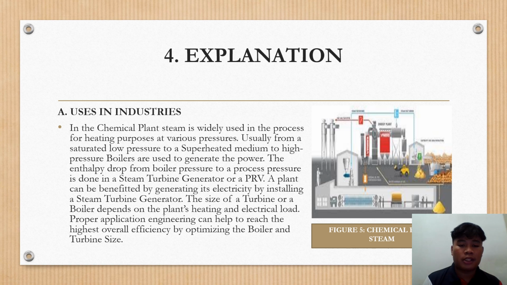A plant can benefit by generating its own electricity by installing a steam turbine generator. The size of the turbine or boiler depends on the plant heating and electric load. Proper application engineering can help to reach high overall efficiency by optimizing the boiler and the turbine size.